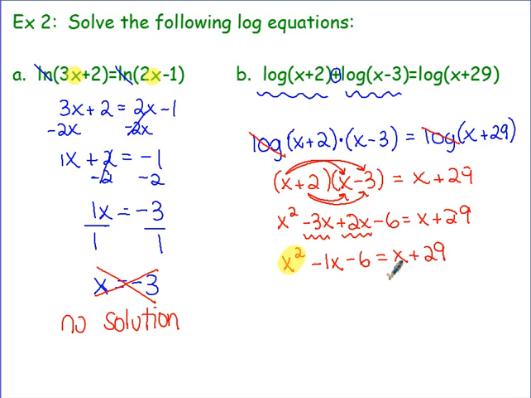Well, this is a positive x, so I'm going to subtract 1x. Subtract 1x, put him underneath his like term. This is a positive 29, so I'm going to subtract 29. Also under his like term. Those cancel. We have x squared, negative 1 and negative 1 make negative 2x. Negative 6 and negative 29 make negative 35.